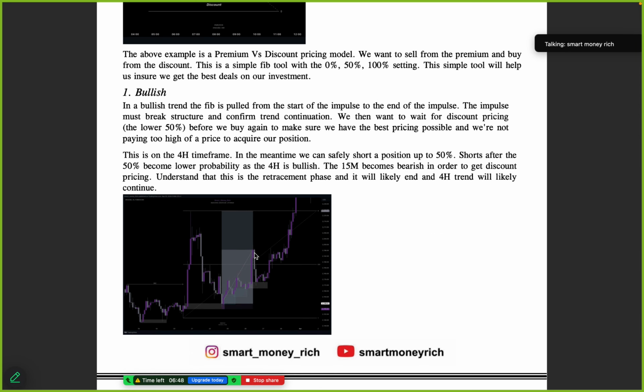Now, if you see what I have here, I said number one example. In a bullish trend, the fib is pulled from the start of the impulse to the end of the impulse. The impulse must break structure and confirm trend continuation. We then want to wait for discount pricing, the lower 50%, before we buy again to make sure we have the best pricing possible and we are not paying too high a price to acquire our position. This is on the 4-hour time frame.